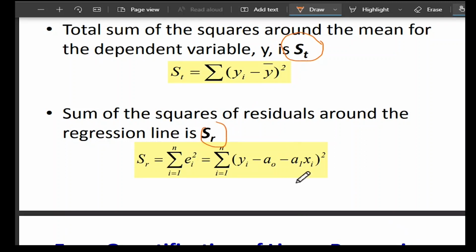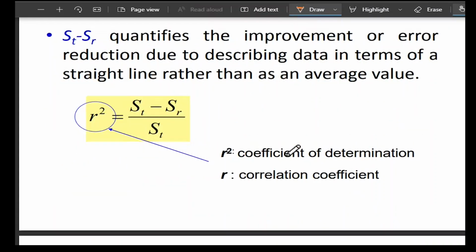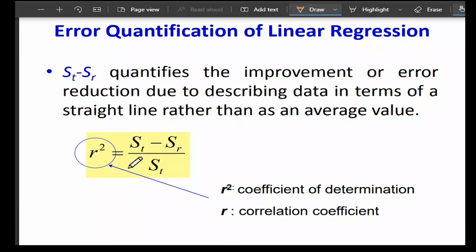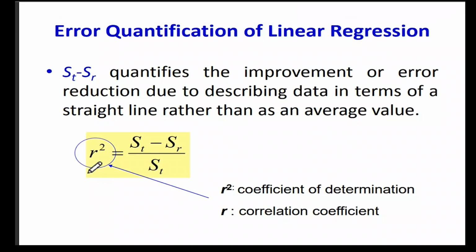So, from this value of ST and SR, kita boleh dapatkan nilai coefficient of determination. So, coefficient determination ni kita akan tengok untuk kita sebagai salah satu indikator untuk tentukan bahawa kita punya line tu best fit or not. So, the ST and SR, the difference of ST and SR, we quantify the improvement of error reduction due to describing data in term of a straight line rather than as an average value.